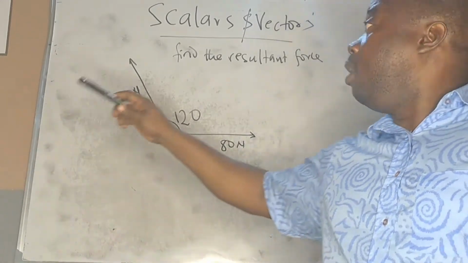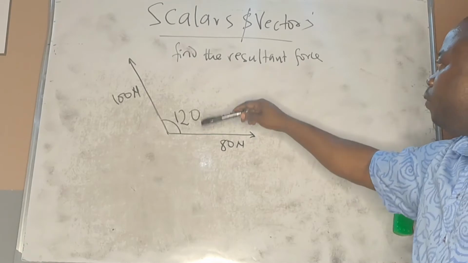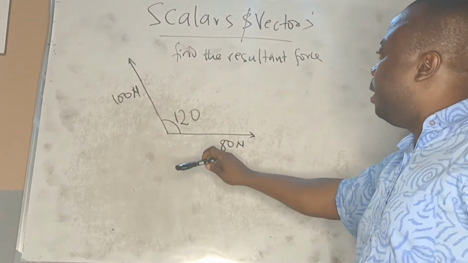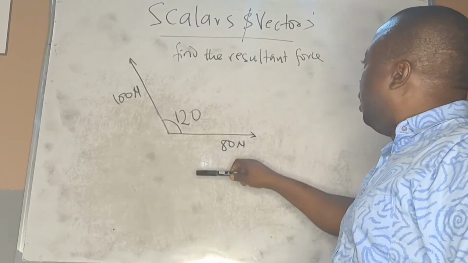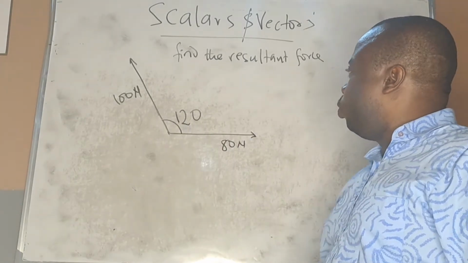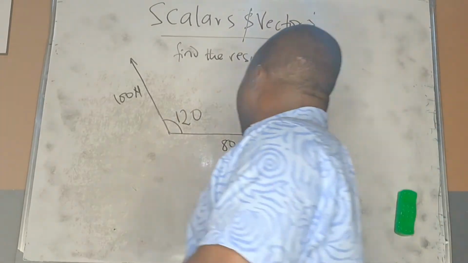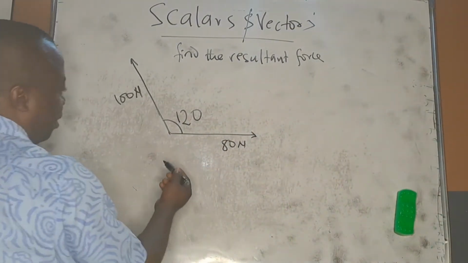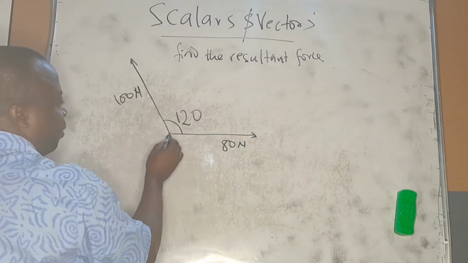My friends, let's solve this problem. So we should find the resultant force. It's a system of two forces inclined at an angle. There's an intercept here, inclined at an angle of 120 degrees, and we should find the resultant force. Now, if you have a system of two forces like this, the resultant must emanate from the point of intersection.